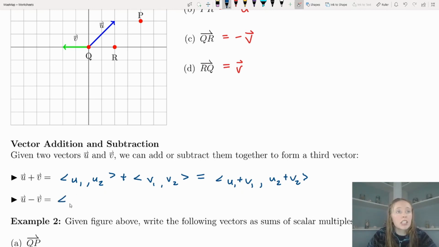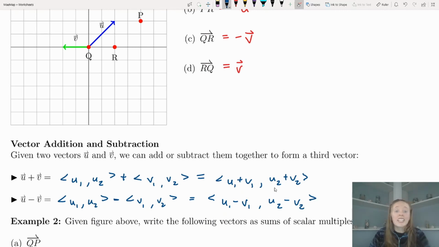Same with subtraction. If I have u1, u2, and I'm subtracting some vector v1, v2, that's going to be equivalent to u1 minus v1, u2 minus v2. And again, the addition or subtraction of vectors forms a new vector.